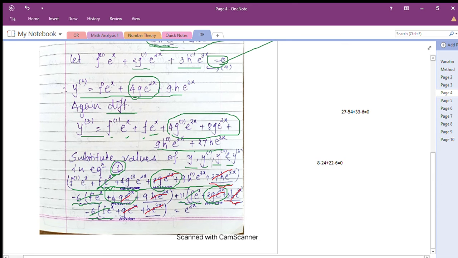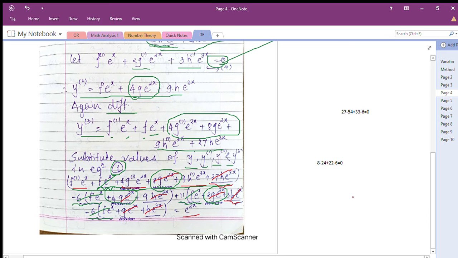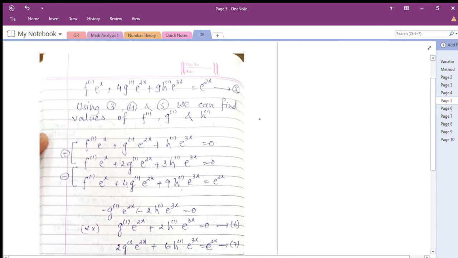Okay, so what are you left with? f1 e raised to x, 4g1 e raised to 2x, 9h1 e raised to 3x. So these are the only 3 terms we are left with, and the right hand side is e raised to 2x. Okay, so that is the required third equation. This is the first one, this is the second one, and from this one we get the third equation.